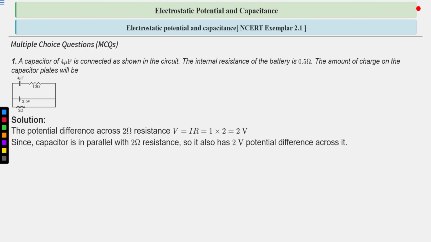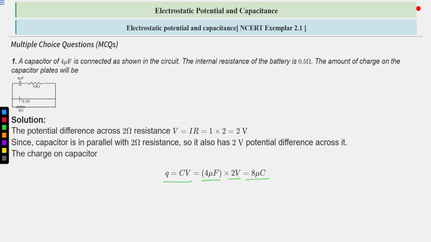Since the capacitor is in parallel with this 2 ohm resistor, it has also 2 volt potential difference across it. Now we can calculate the charge on the capacitor. We know the capacitance, we know the voltage across the capacitor, so we can find the charge by the formula Q equal to CV. So Q equal to CV, C is 4 microfarad into 2 volt. So charge on the capacitor is 8 microcoulomb.